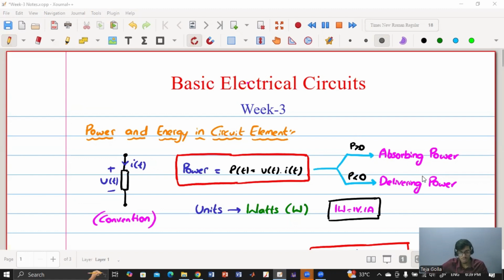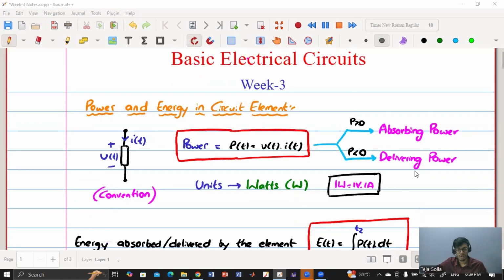It draws the current and the voltage polarity is positive. When do we say it is delivering power? When it is supplying the current with respect to this voltage polarity. So it is always dependent on the direction of current and the polarity of voltage.